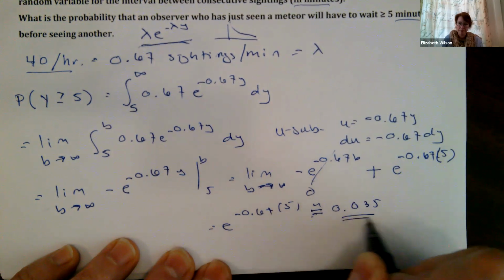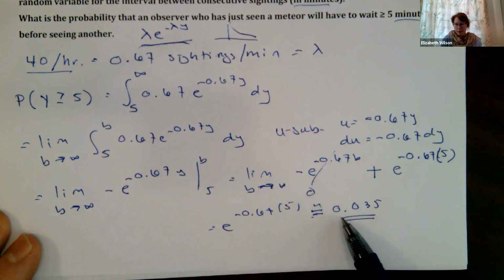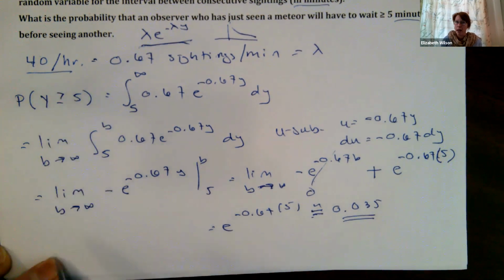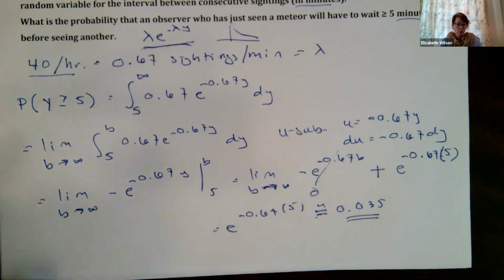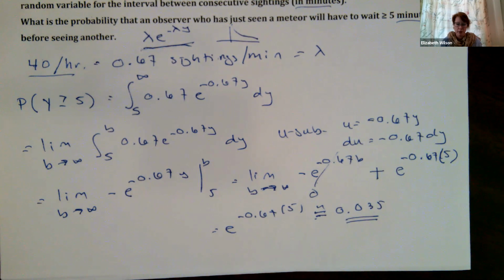0.035. So that's the probability that the person watching this meteor shower is going to have to wait more than 5 minutes before seeing another meteor. So they've got about a 3.5% chance that they're going to have to wait more than 5 minutes before seeing another meteor if they come at a rate of 40 per hour. This is a continuous one. This is the most common one that we see, where the Poisson is used to describe the time interval between things.